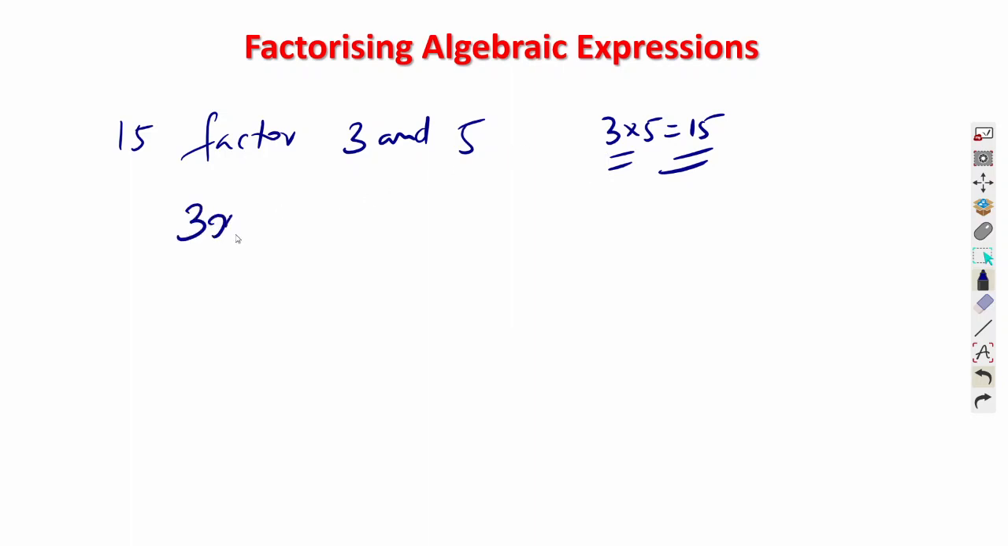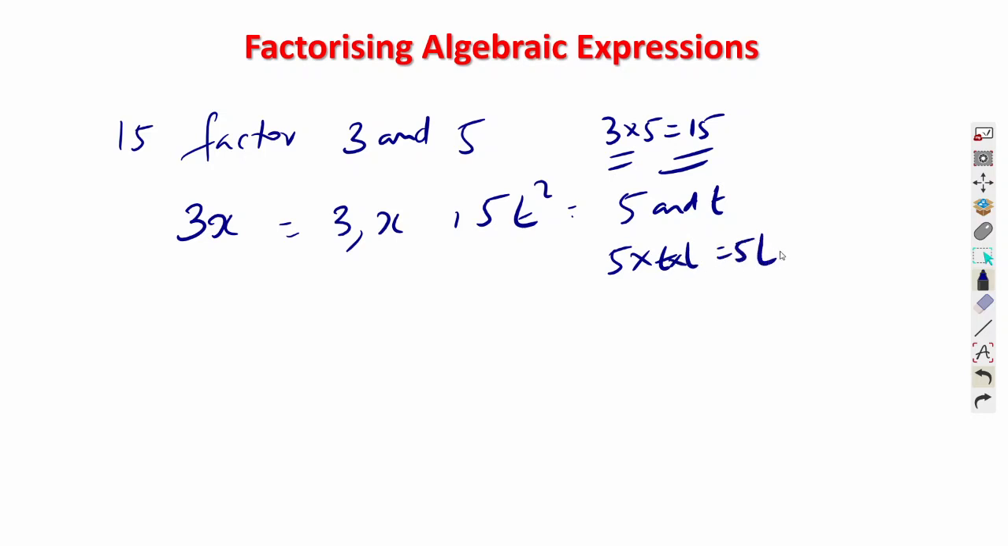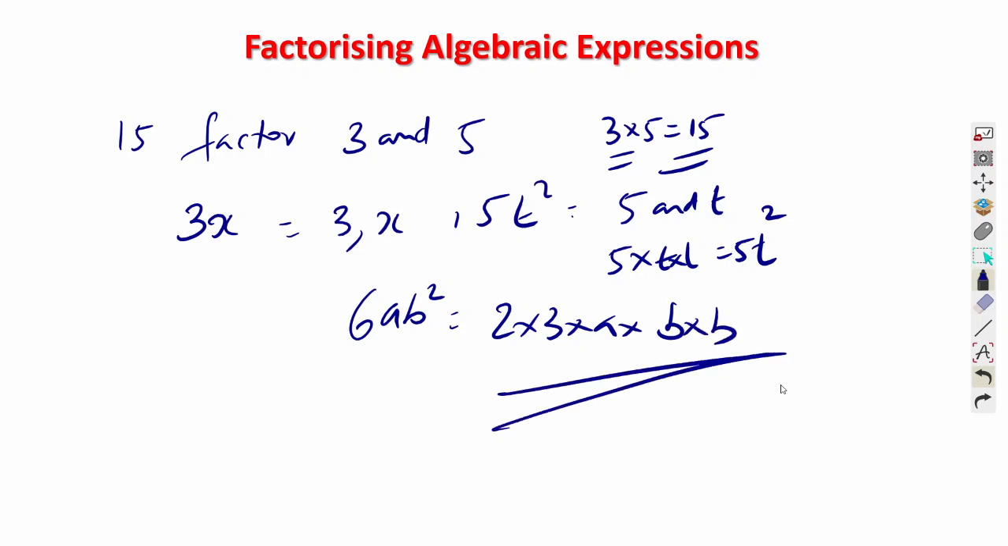So if it is given 3x, 3 and x are factors. If it is 5t square, then we will say that 5 and t are factors, and 5 into t into t gives 5t square. And if it is 6ab square, you will say that 2 into 3 into a into b into b are the factors. The factors are obtained by breaking it into simple parts. Sometimes we use this to solve certain situations. Sometimes it will be factorizing binomial expressions. These, 3x, 6ab square, 15, are monomials, single term.